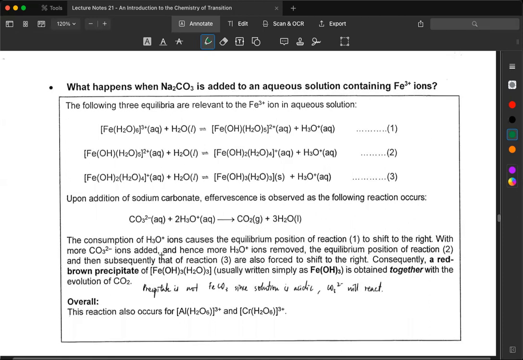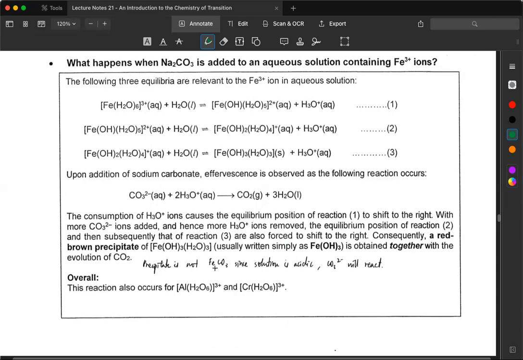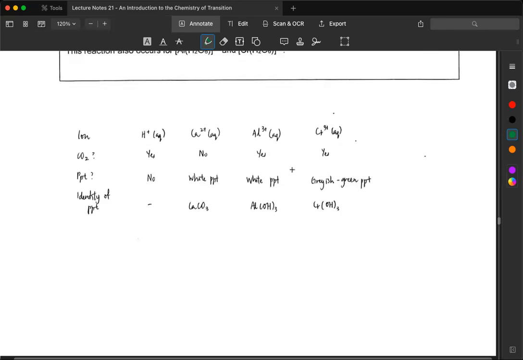The consumption of hydronium ion as it reacts with carbonate will cause the equilibrium position of reaction 1 to shift to the right because you have less H3O+. So more H3O+ is removed. When more H3O+ is removed, the equilibrium positions of reactions 2 as well as 3 are also forced to shift to the right based on Le Chatelier's principle. Consequently, it will form a red-brown precipitate. But the precipitate is not iron(III) carbonate. Since the solution is acidic, the carbonate itself will react and will not form the carbonate. It will form the hydroxide. So, a summary of the reaction.